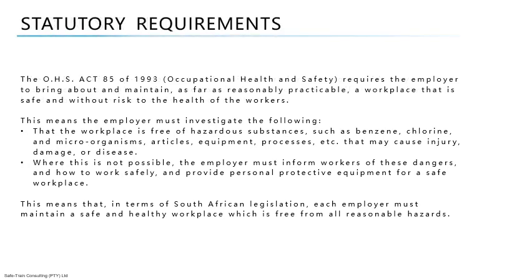Statutory requirements. The Occupational Health and Safety Act 85 of 1993 requires the employer to bring about, and maintain, as far as reasonably practicable, a workplace that is safe, and without risk to the health of the workers. This means the employer must investigate the following: that the workplace is free of hazardous substances, such as benzene, chlorine, and microorganisms, articles, equipment, processes, etc., that may cause injury, damage, or disease. Where this is not possible, the employer must inform workers of these dangers, and how to work safely, and provide personal protective equipment for a safe workplace.